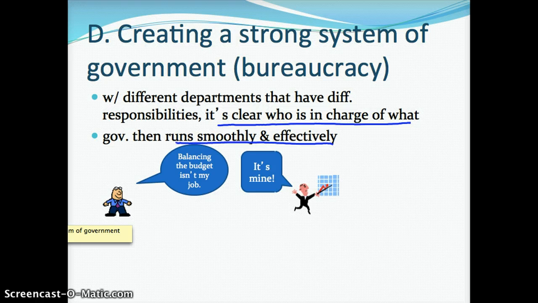Next up, how does creating a bureaucracy in the government help? Well, some people would say that a lot of times there's too big of a bureaucracy, but in general, back when governments were first being created and really strengthened in the Middle Ages, having a strong bureaucracy tells you who's supposed to do what. So if the person doesn't do it, or if the department doesn't do it, you know who to blame. So if you can divide responsibilities amongst different departments and people, you know who's supposed to do what, and then ideally the government runs smoothly and effectively because you know who's in charge of what actions.